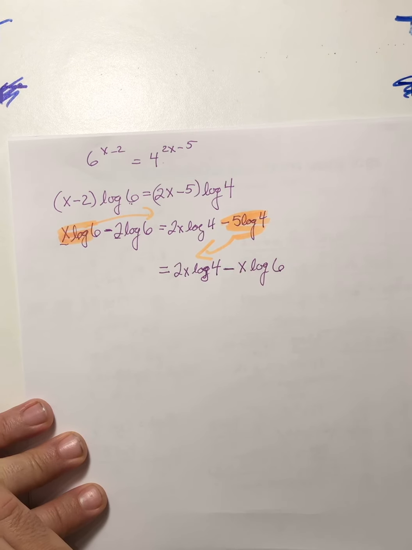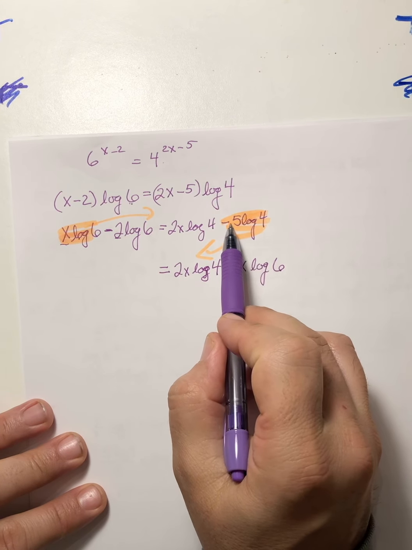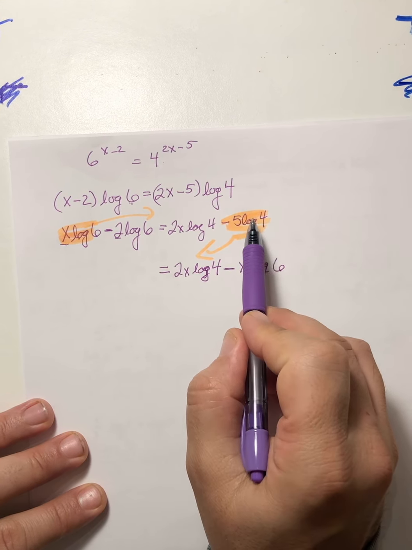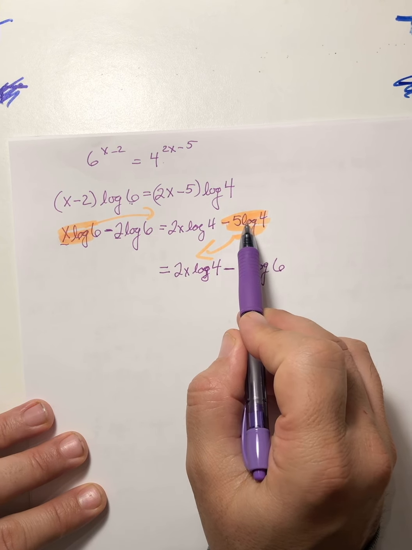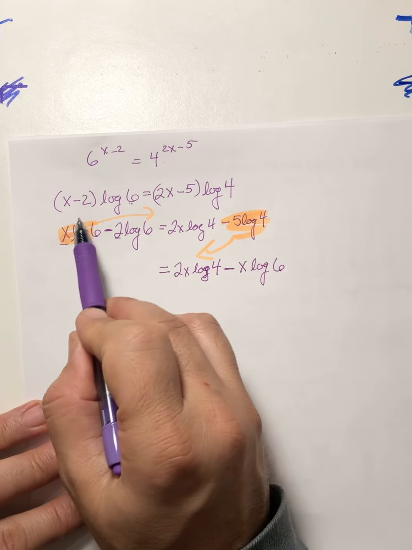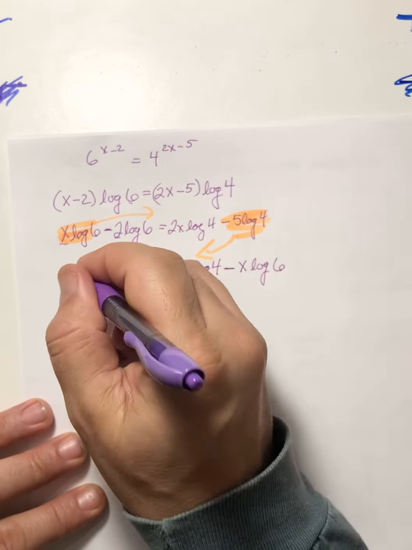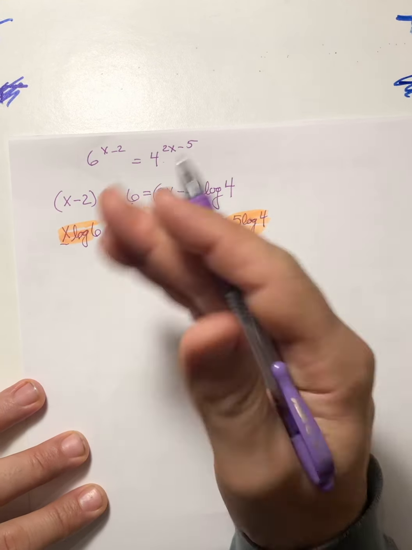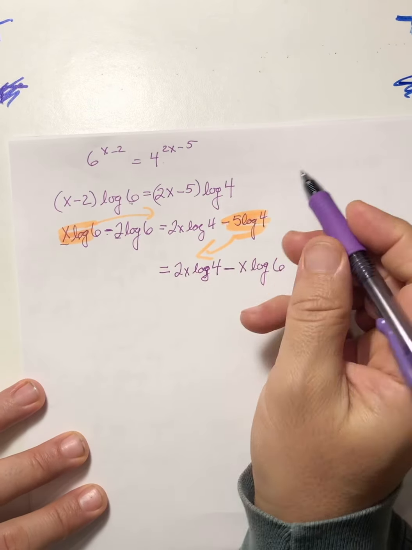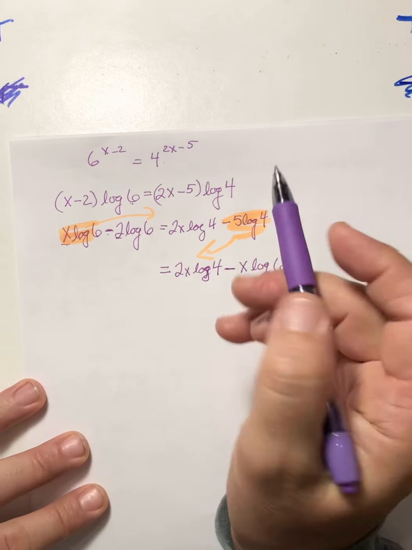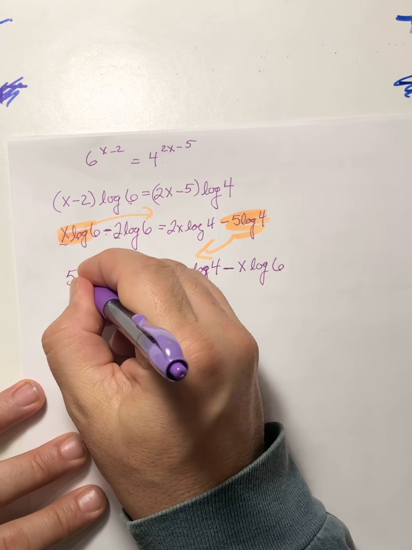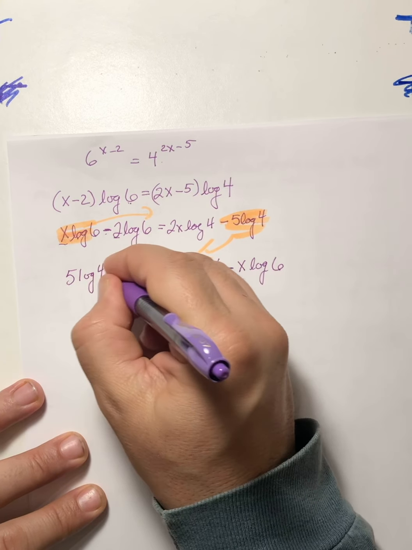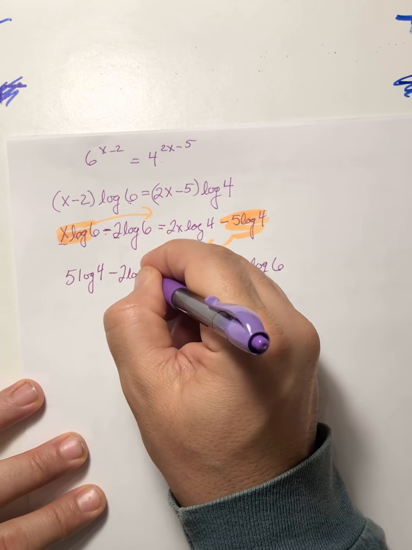Okay. Now, taking care of moving the negative 5 log 4. Well, if it's a negative 5 on this side, when you kick it over the equal sign, it becomes a positive. Because it's positive, I'm going to write it first. I always like to try and put the positives in front. So I have a 5 log 4 minus 2 log 6.